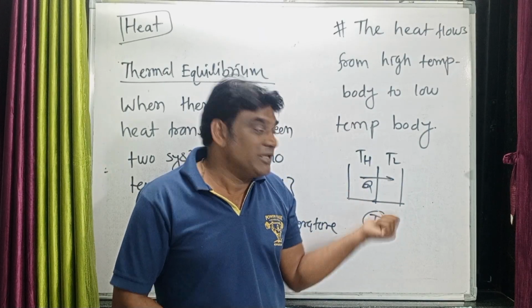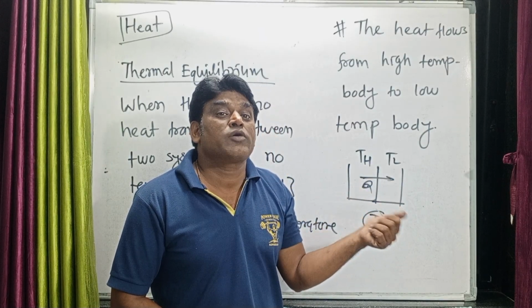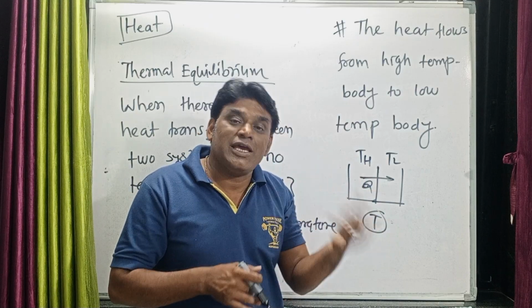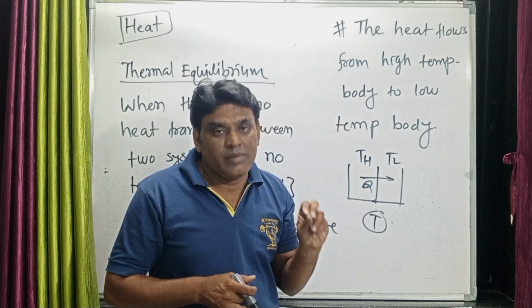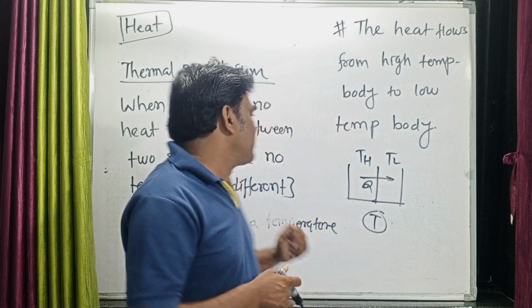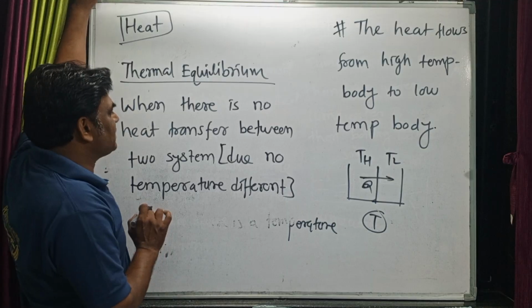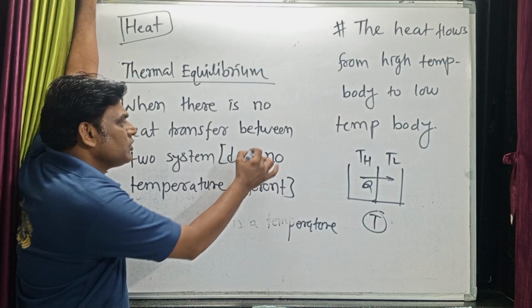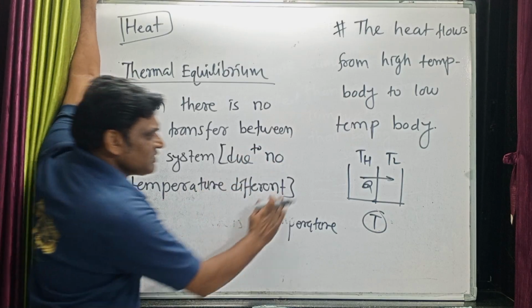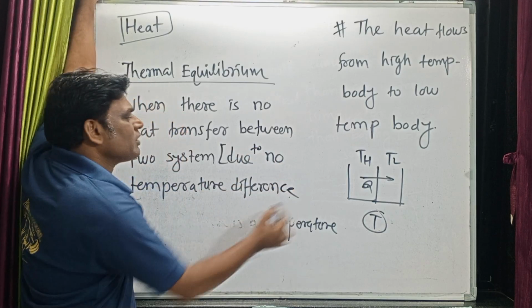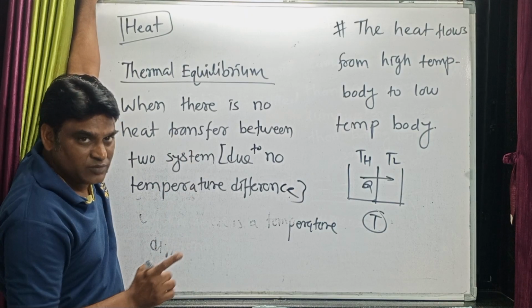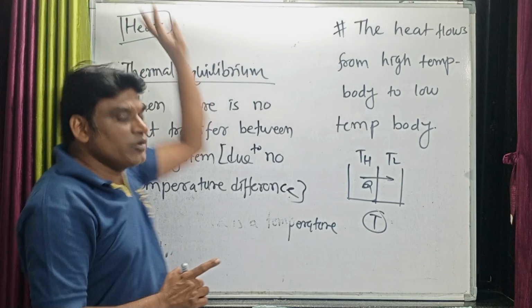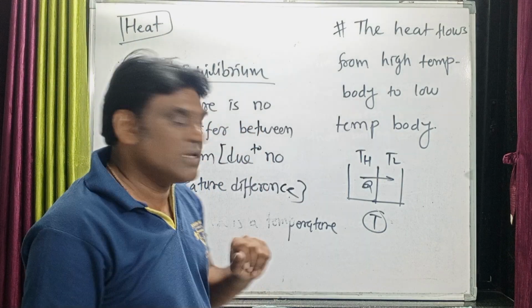In that case, the temperature difference will be there, but heat transfer does not occur because the boundaries are like that. Heat cannot cross the boundaries. In that case also we can say the systems are in equilibrium. That in detail we will see in thermodynamics. For the time being, due to no temperature difference, there is no heat transfer, and as there is no heat transfer, we can say these systems are in equilibrium.